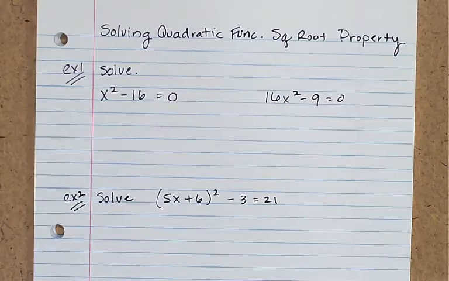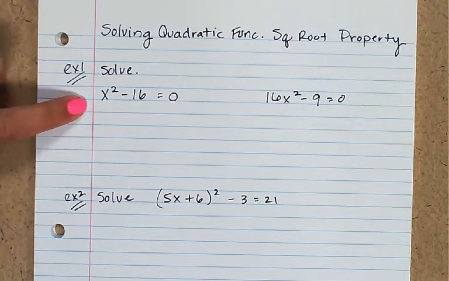As a review for the Edgenuity lesson, solving quadratic functions, square root property. So I've said before in previous videos that when you have an x squared and a plain x, the only way to solve it is to factor. So on these ones, we don't have an x squared and an x. It's either just an x squared or just an x. And when that happens, just solve it like normal.